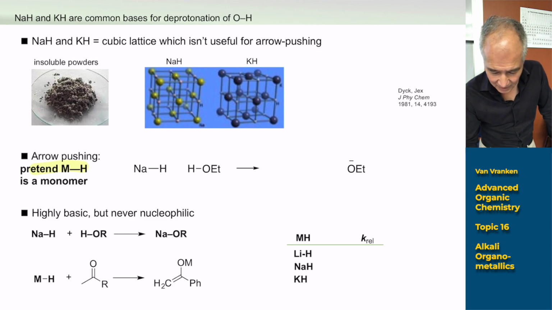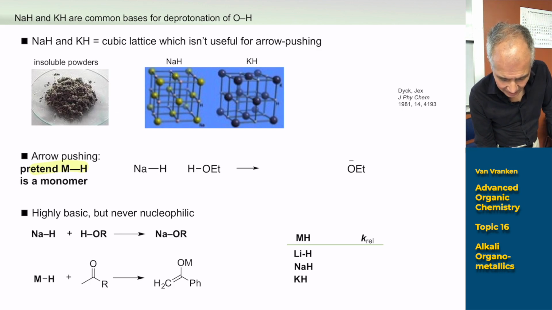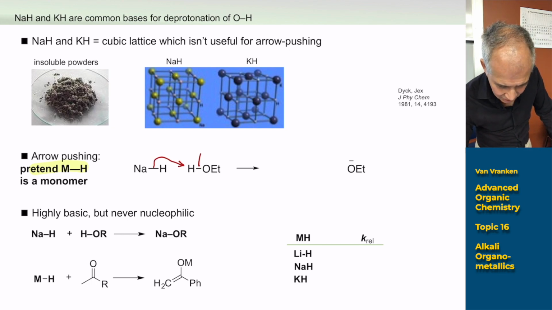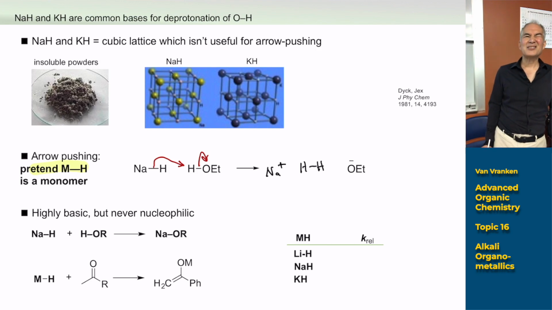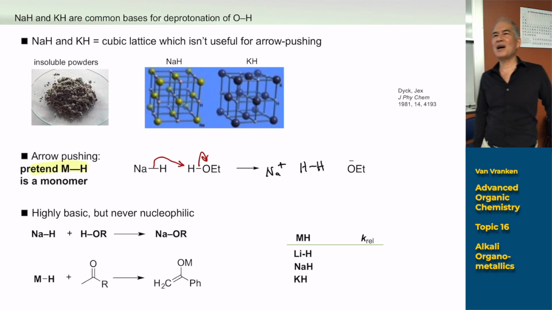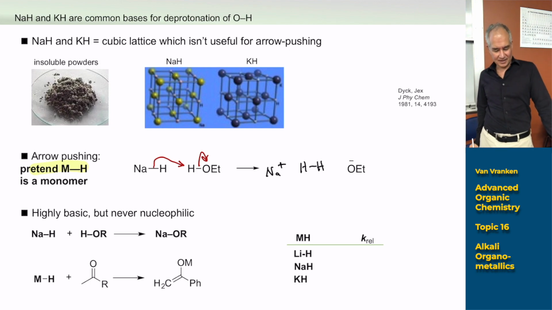So when you draw acid-base reactions using sodium hydride, potassium hydride, metal hydrides in our class and use them as bases, just draw it as a monomer. That's the way we're going to do it. And someday when your reactions aren't working, you're going to remember, oh yeah, they're not soluble, so the concentrations are low, and that's why my reaction's not working.